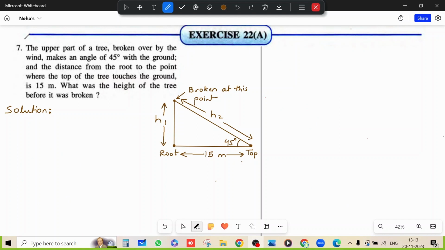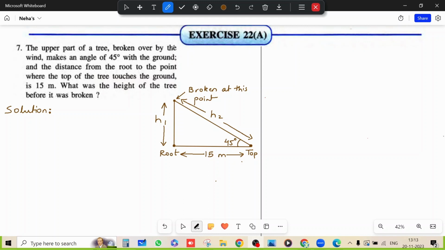The question number 7 is, the upper part of a tree broken over by the wind makes an angle of 45 degrees with the ground, and the distance between the root to the point where the top of the tree touches the ground is 15 meters. What was the height of the tree before it was broken?